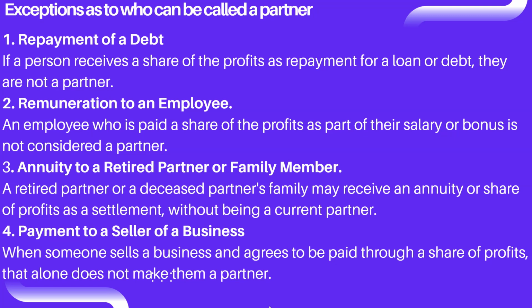Now, we have people that can never be called partners. It is a presumption that all individuals that are working together are partners. But in law, that is not necessarily the case. For example, exemptions as to who can be called a partner is our subheading.